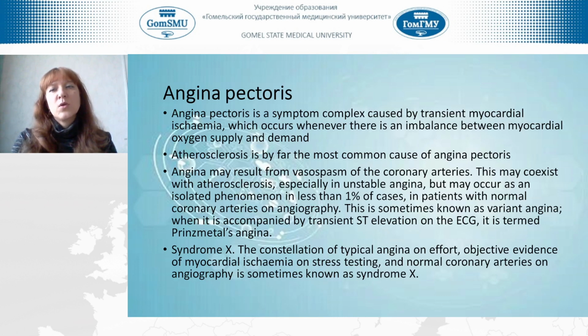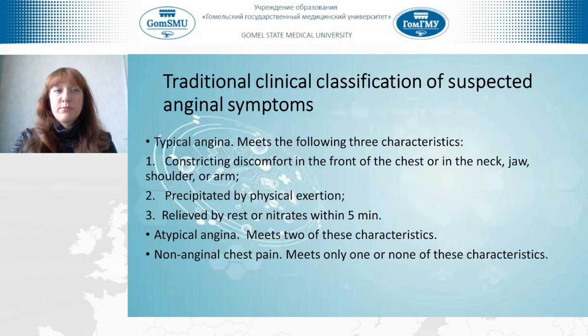This is sometimes known as variant angina, which is accompanied by ST elevation on the ECG, and is termed Prinzmetal angina. Syndrome X: the constellation of typical angina, objective evidence of myocardial ischemia on stress testing, and normal coronary arteries on angiography is sometimes known as Syndrome X.